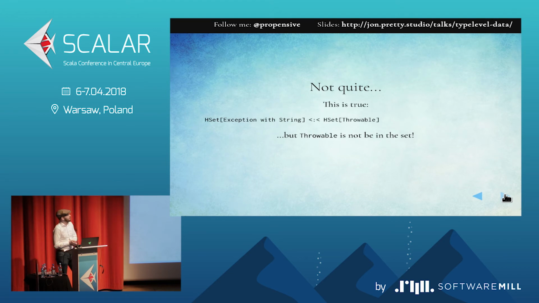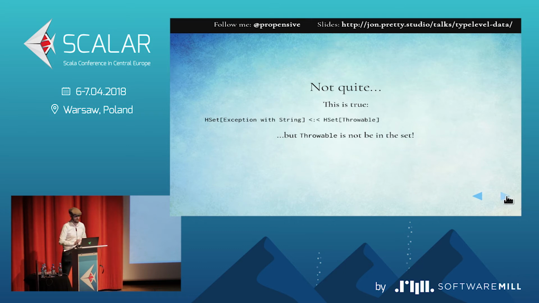So this is almost everything about HSets, but we have this. This is true. HSet of Exception with String is a subtype of HSet of Throwable. Does anyone know why? Well, Exception inherits from Throwable. So Exception is a little bit like Throwable with some other details that make it an Exception. So Throwable is sort of artificially in this intersection, and we didn't put Throwable into this intersection, so we don't really want to be told that Throwable is in our intersection, or AnyRef. These are all in this intersection.